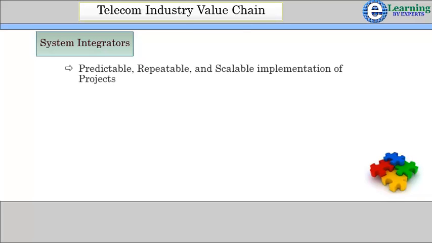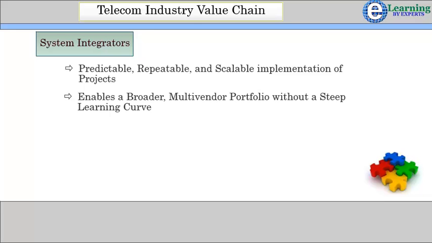Business process framework presents a number of benefits to the system integrators, such as it facilitates predictable, repeatable, and scalable implementation projects by using standard components. It enables a broader, multi-vendor portfolio without a steep learning curve through the use of a common set of specifications.